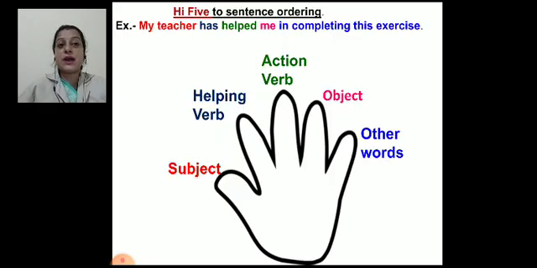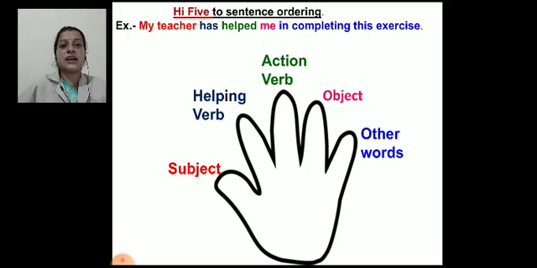Now, if we come to Hi-Five sentence ordering, here we have to know that these are the five elements which make a sentence proper, or which make a complete sentence. So the first one is subject, second is helping verb, third is action verb, fourth is object, and then other words of the sentence. You can see here an example.